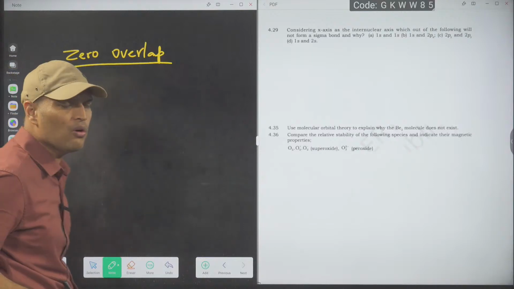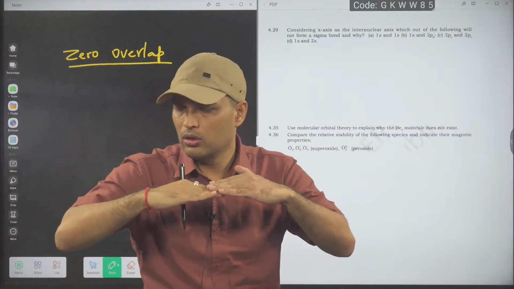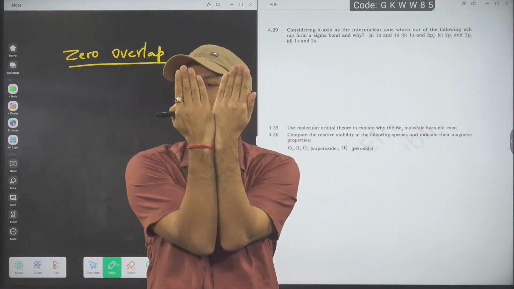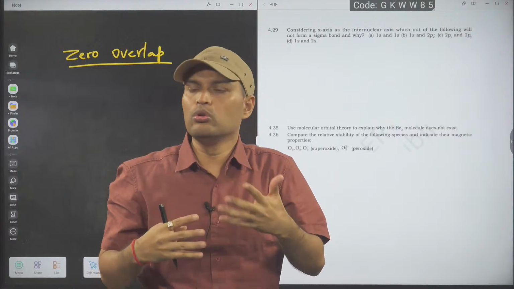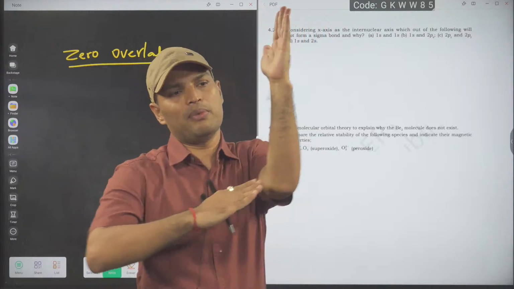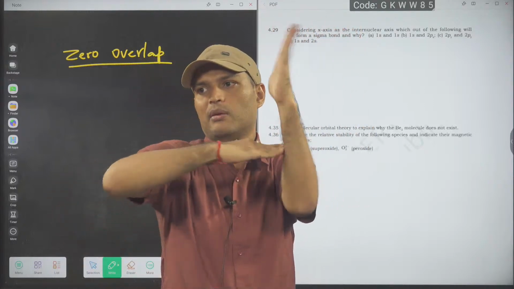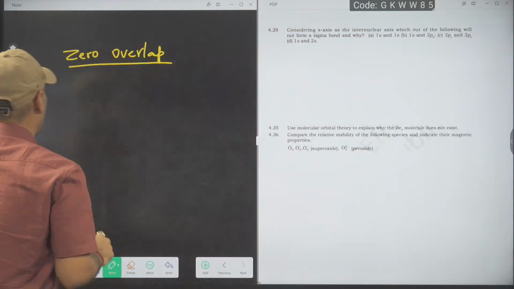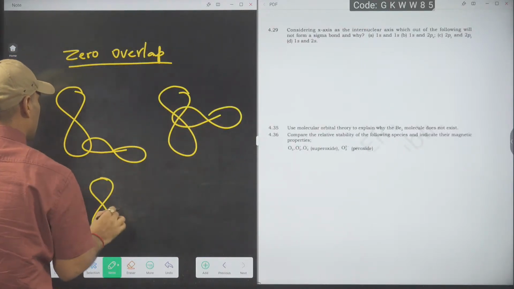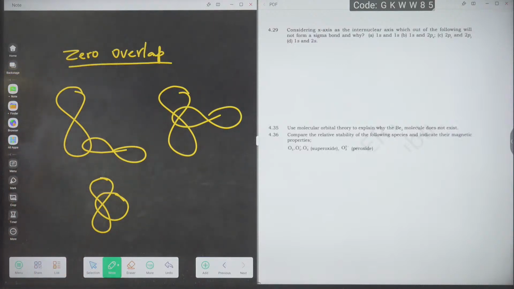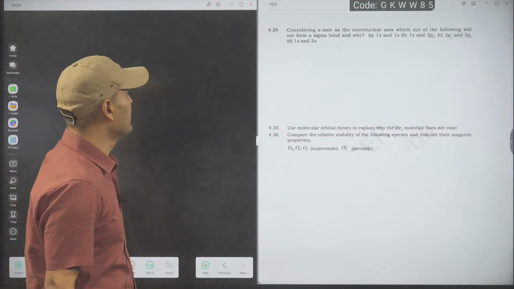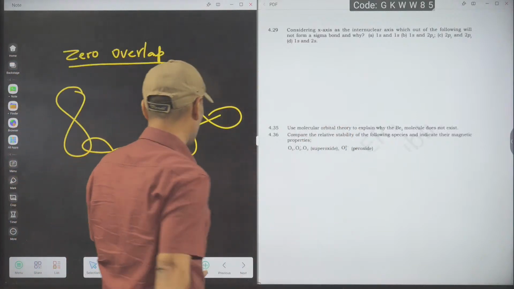See, how is a bond formed? By head-on or sidewise. Head-on is sigma, sidewise is pi. If you do anything other than this, where the orientation is not correct, like coming and attaching in the middle, these are known as zero overlap. Clear? So here in this question, they are talking about sigma and pi bond.